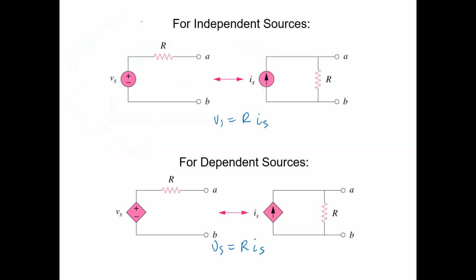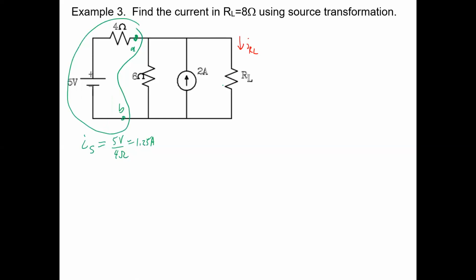of this previous example, these AB terminals, if I'm only concerned about the current through that load resistor, which is a distant part of that circuit, it doesn't really matter whether I use a voltage source in series with a resistor here or a current source in parallel. It's going to have the same effect over on the other part of the circuit. And that's going to be in parallel with the 4-ohm resistor.